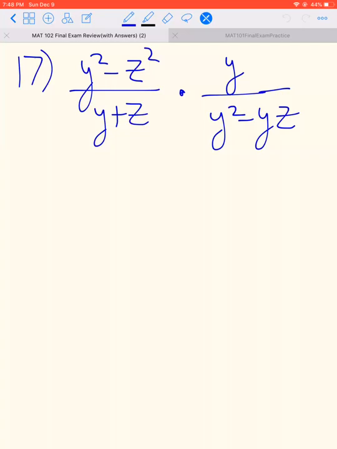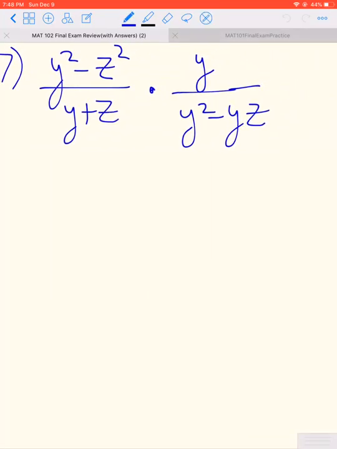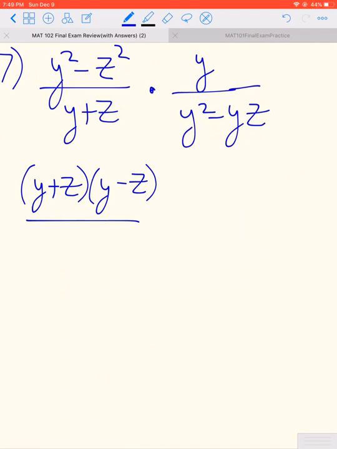For question number 17, the directions say to perform the operation and then simplify. Again, we're multiplying fractions, so the first thing we want to do is factor everything completely. The first numerator is a difference of squares. That'll factor as y plus z times y minus z. The denominator just stays as y plus z.